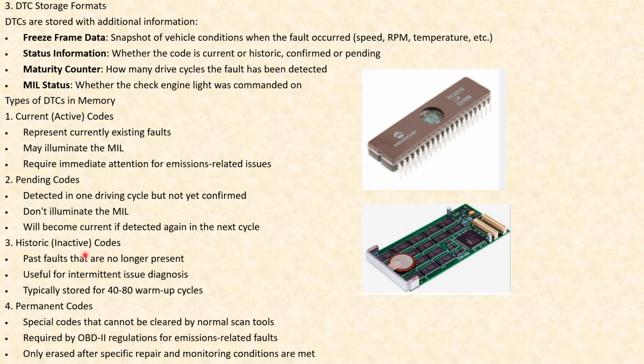Now, historic codes. These are called inactive codes, the past faults that are no longer present. Useful for intermittent issue diagnosis, typically stored for 40 to 88 warm-up cycles. Now coming to permanent codes, special codes that cannot be cleared by normal scan tools, required by OBD regulations for emission related faults, and only erased after specific repair and monitoring conditions are met. So these permanent codes can be erased only after some major repair and after some monitoring conditions are met.